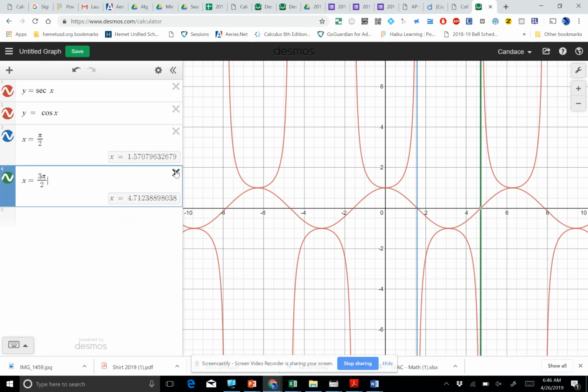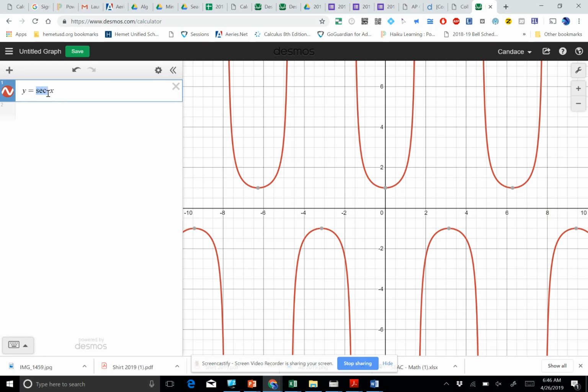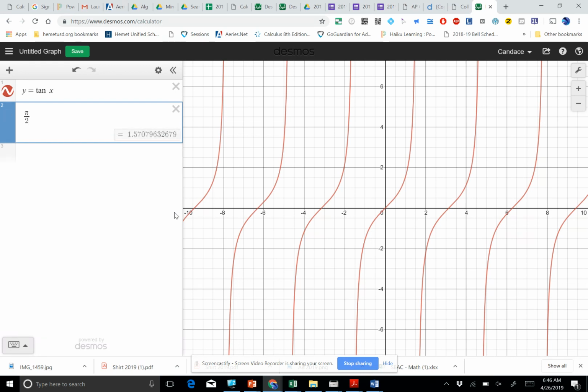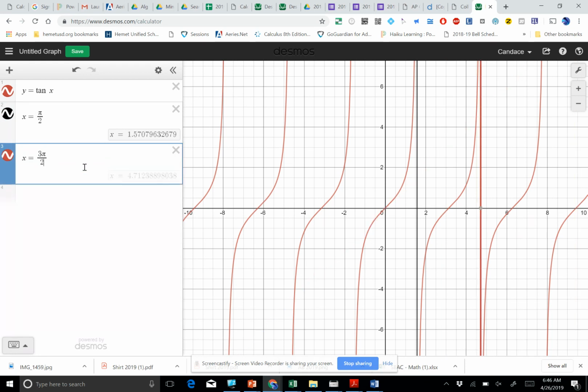The only other two that we had left were tangent and cotangent. So tangent, and these ones are kind of fun because they kind of look like the heartbeat monitor. They at least used to on the older graphing calculators. And again, there's asymptotes in these. There's asymptotes when tangent is undefined, and tangent's undefined at x equals pi over 2 and at 3 pi over 2. And so on and so on.